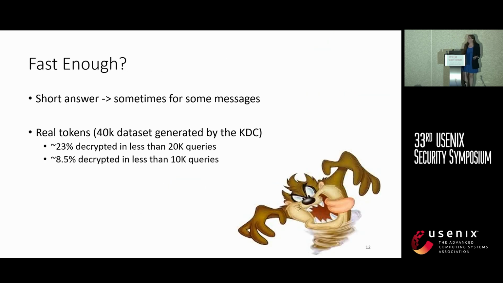Now, even though we repeatedly generated these messages, we need to know whether this is fast enough. And the short answer is that it's sometimes fast enough, but only for some of the messages. We created a simulator of a perfect oracle and ran the attack on 40,000 messages generated by the KDC. And we found that for a fair amount of these messages, we were able to decrypt them in less than 20,000 queries.